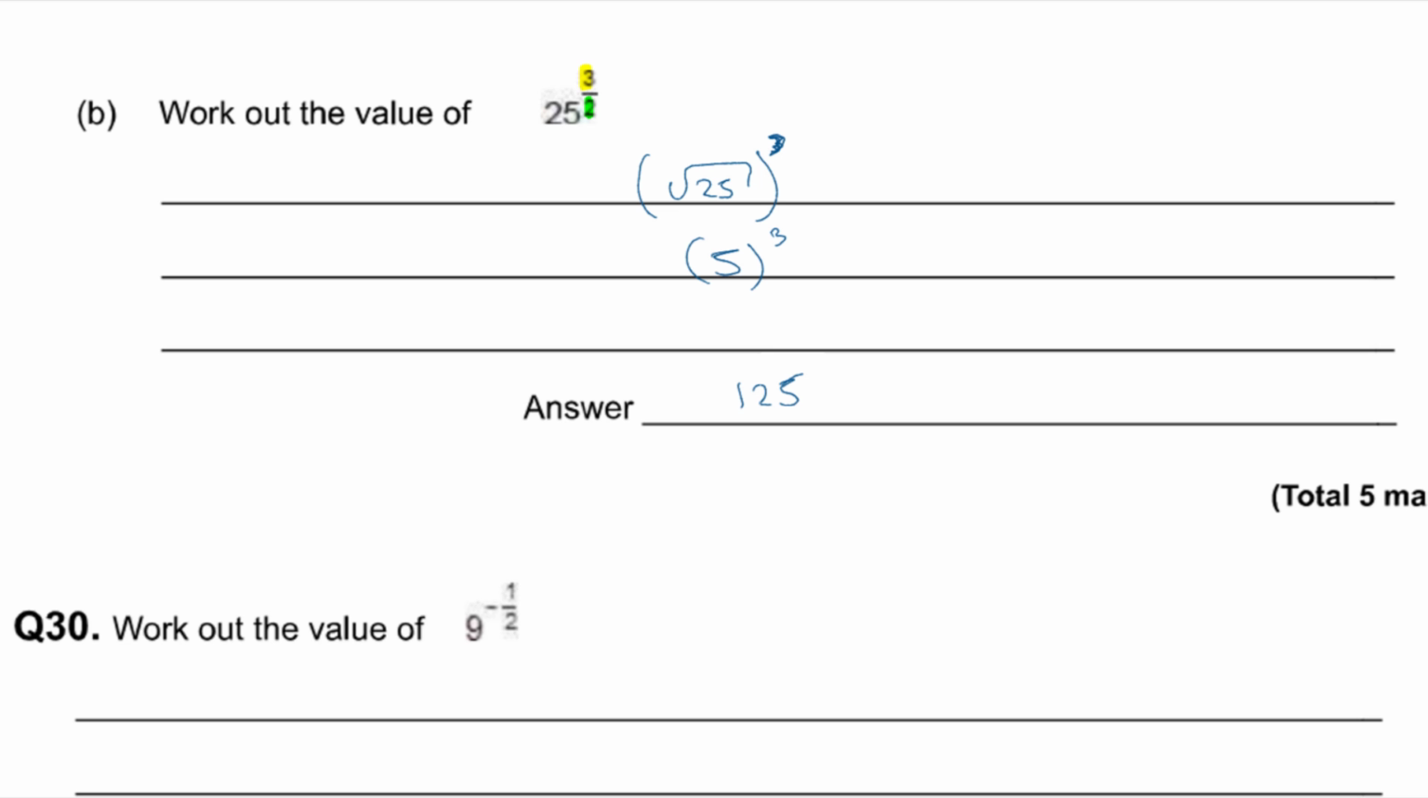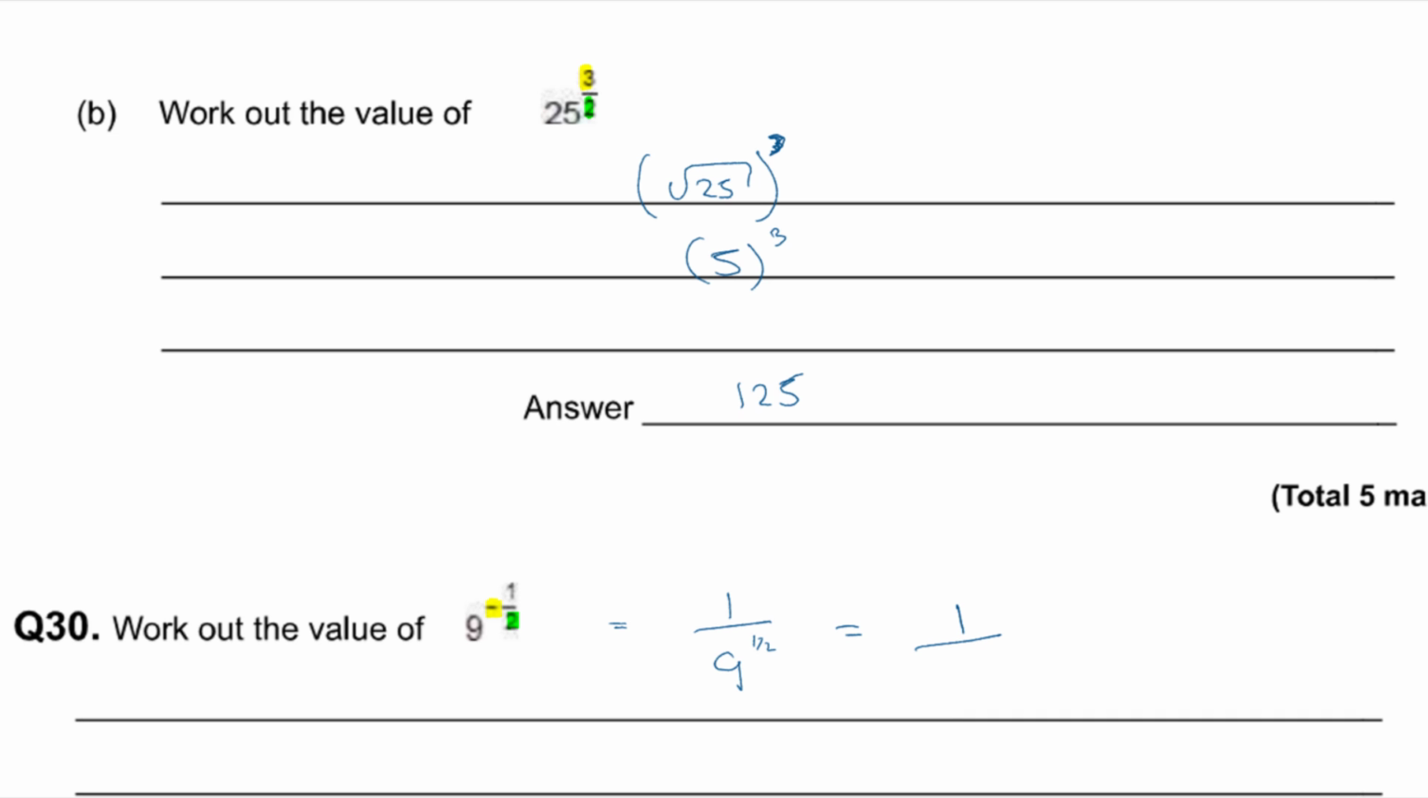Similarly, work out the value of 9 to the minus 1/2. Now again, I can treat this as two separate things, the negative symbol and the square root symbol. So a negative index means 1 over the positive index. So that's the same thing as 1 over 9 to the power of a half. And then power of a half, that's a square root, isn't it?